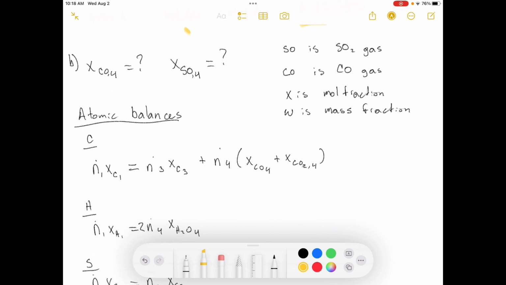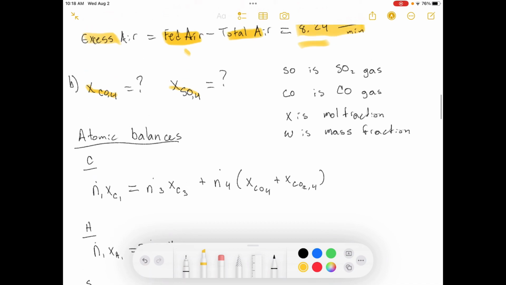Part B. Calculate the mole fractions of the gaseous pollutants, carbon monoxide and sulfur dioxide in the stack gas. Okay, this is the smallest wording that they have. It is the biggest part of this problem because you have to do all of the atomic balances and break everything out. So we're asking how much is in the stack, right? And that's going to be hard to calculate.